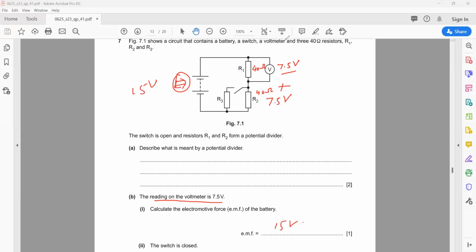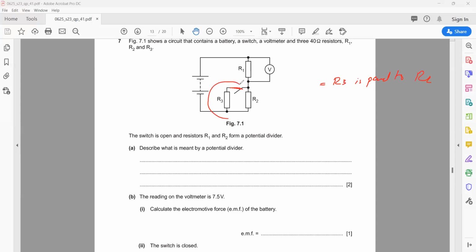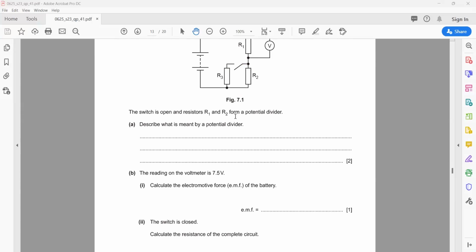Now the switch is closed. Now if the switch is closed, the shape will be like this. It means now you have three resistors. So you can say that R3 is parallel to R2. Then these two are parallel, and then this is in series. Calculate the resistance of the complete circuit.